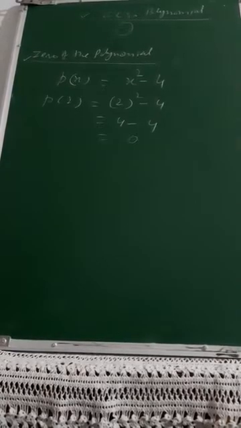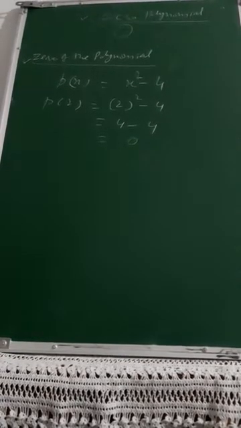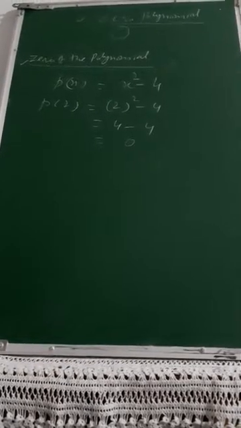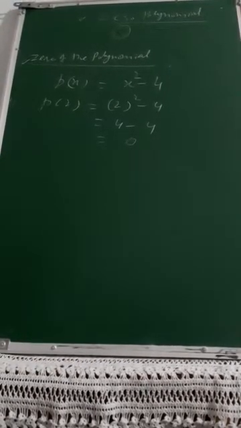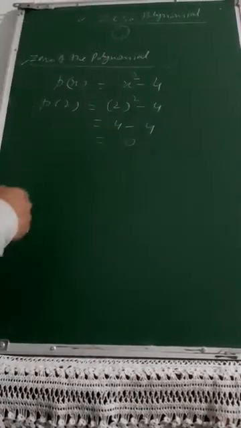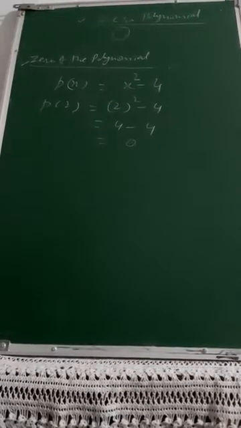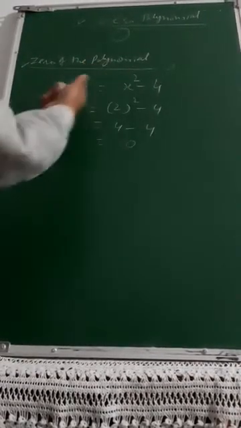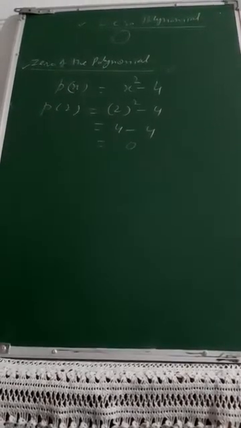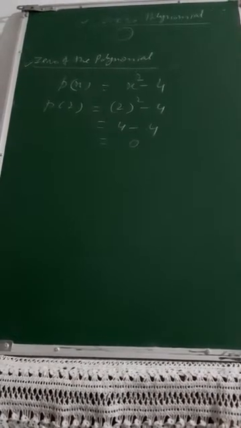This means when the polynomial is given in any variable and I replace that variable by a particular value which makes the polynomial equal to 0, that value is called the zero of the polynomial. Here I have written p(x) is equal to x square minus 4, given in terms of x. Now I replaced x by 2, to find p(2). And finally that becomes equal to 0. So that value x equals 2 will be the zero of this polynomial.